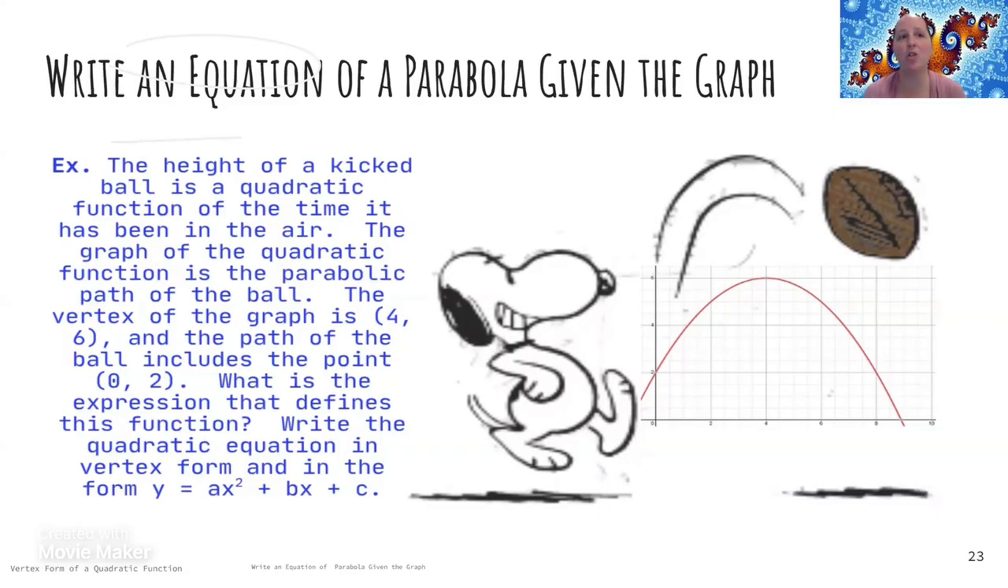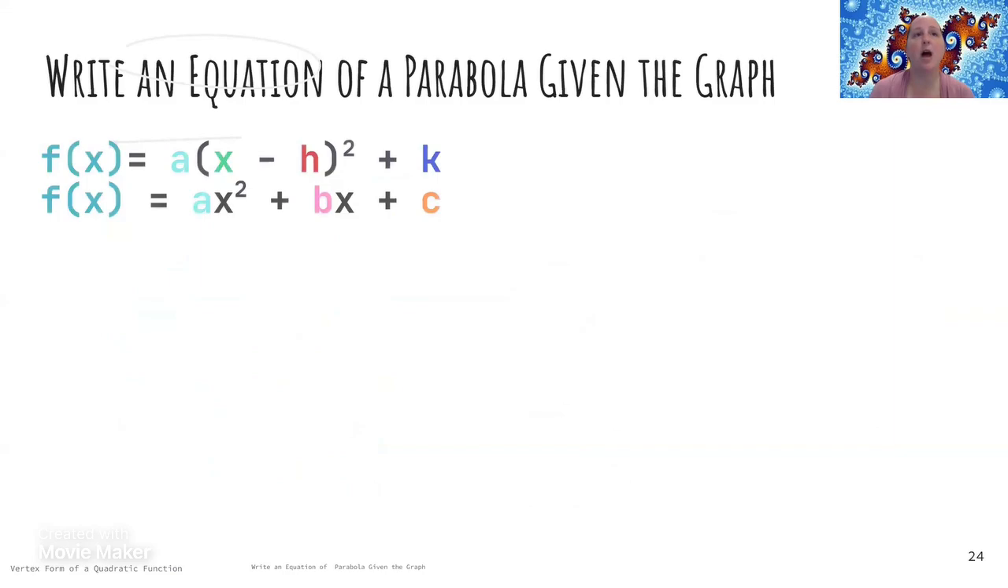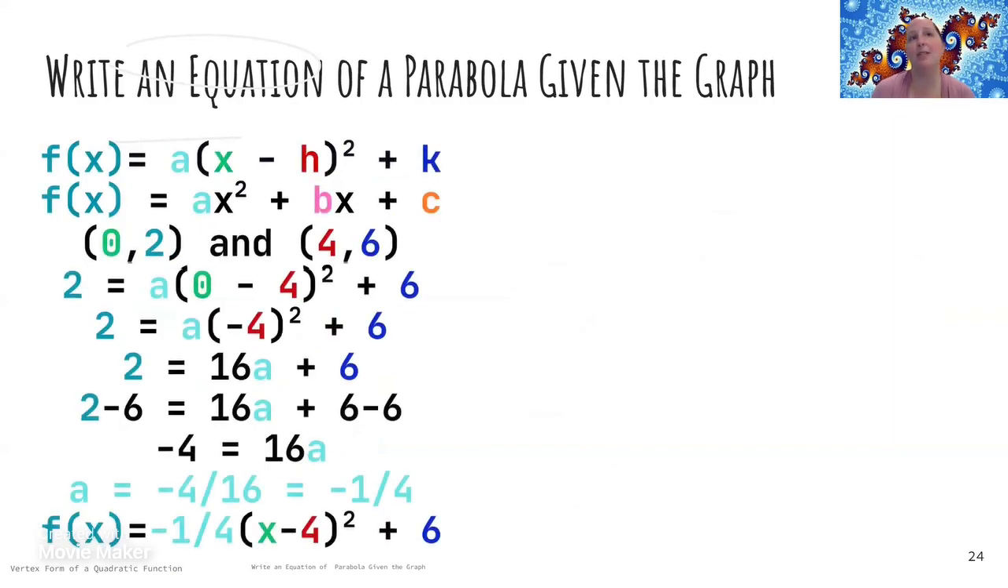I want to write the quadratic equation in vertex form, the form that we've been using, as well as the form y equals ax squared plus bx plus c. So I'm going to use the information that I was given. I was given an x and a y at (0, 2), and I was also given the vertex (h, k) at (4, 6). I substitute those values in, so I get the equation 2 equals a times (0 minus 4) squared plus 6. 0 minus 4 is -4. -4 squared, or -4 times -4, gives me 16.